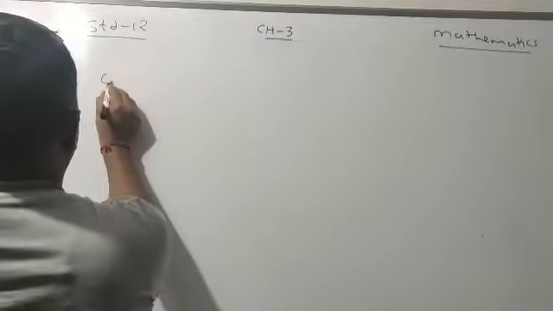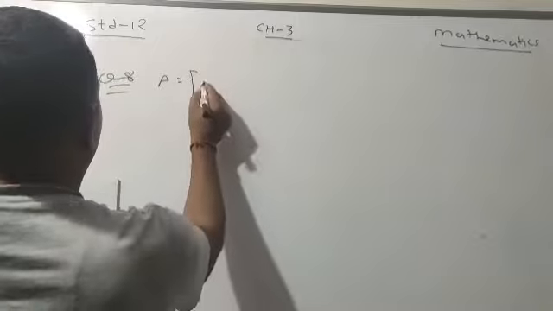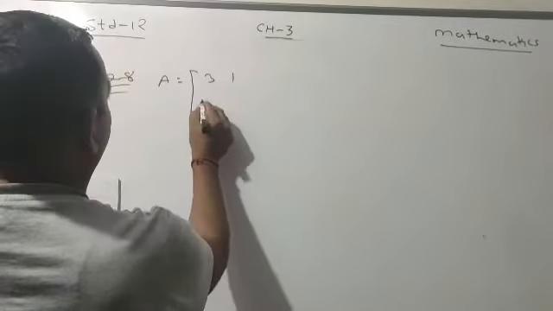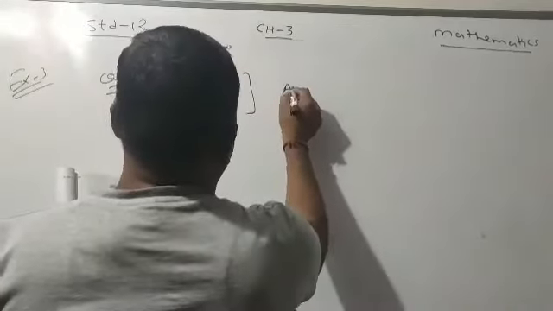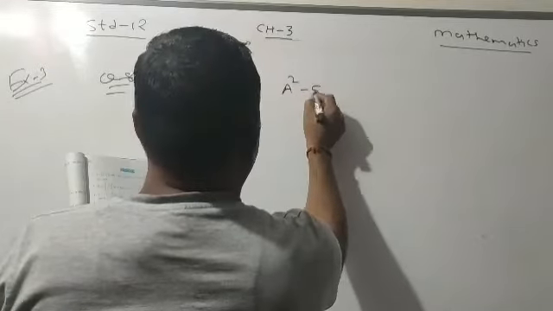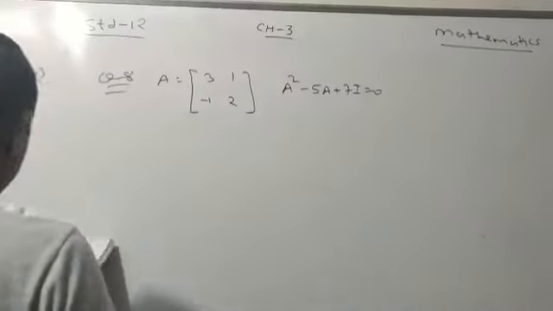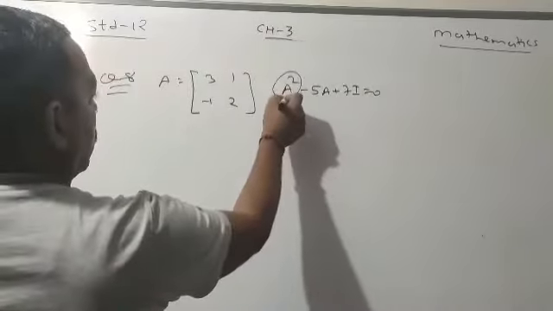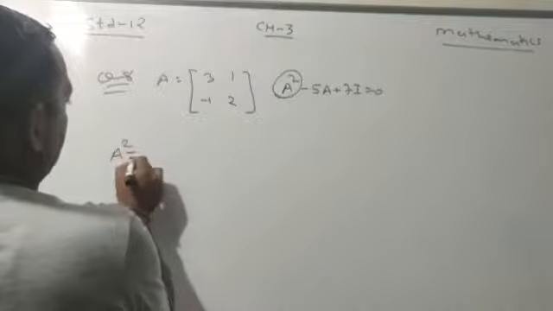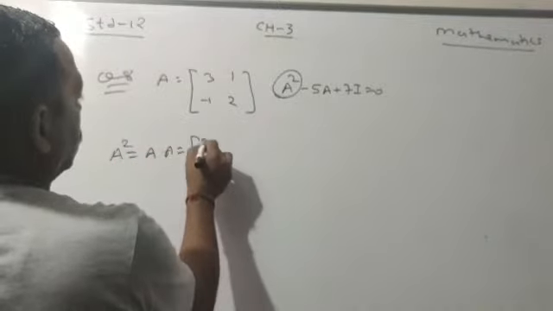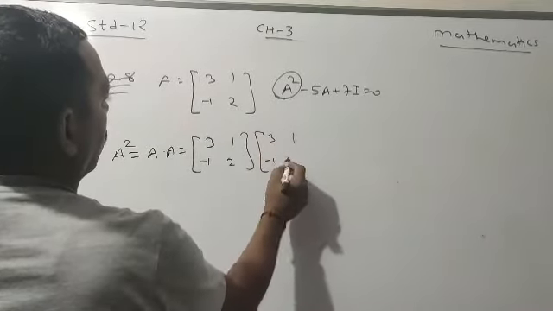See, in question number 8, A is given 3, 1, minus 1, 2. And they want to prove A square minus 5A plus 7I equal to 0. Now, first of all, how to find A square? That we have discussed when we studied in 3.2 multiplication. That is, A square is nothing but A into A. So we will simply copy the matrix again: 3, 1, minus 1, 2.